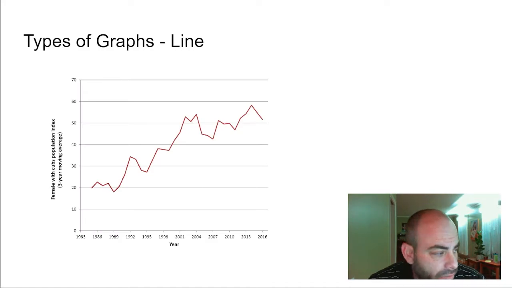This is a line graph, and this is the female with cubs population index. It's probably bears as well. And what are they basing their numbers off of? Years. And so they are tracking something. And so when you use a line graph, you're showing progression. This is basically showing changes in the dependent variable based upon the independent variable over time, or usually over temperature or something like that that is being tracked.